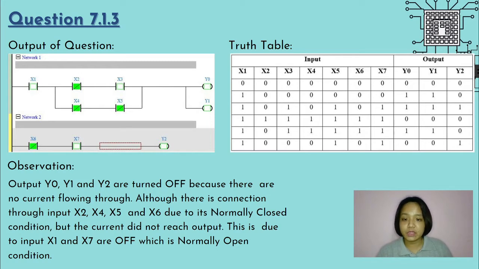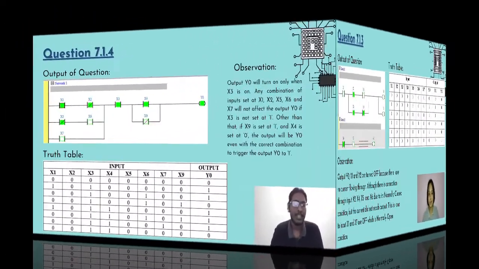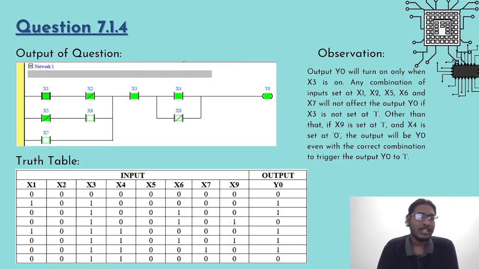And y2 is off because for x7, there is no current flowing through, although x6 has input current. For the rest of the inputs in the truth table, it is tested using the same circuit and we have obtained the output as shown in the truth table. Now for question 7.1.4, the ladder diagram shows the use of 8 contacts.